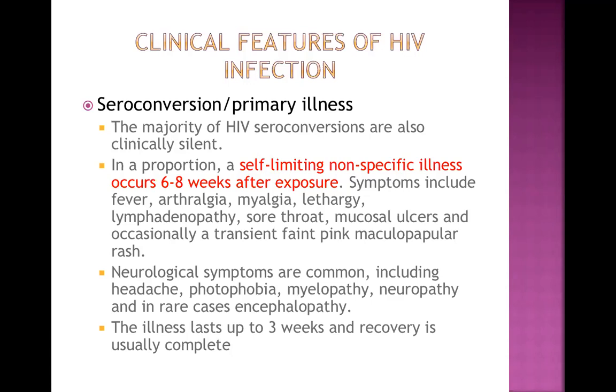Now remember, they are never specific signs and symptoms because they may be present in many different types of viral infection. Some neurological symptoms are also seen in this phase, like headache, photophobia, myelopathy. Myelo is the term for spinal cord. Affection of the spinal cord occurs, which is called myelopathy here. Neuropathy, and in very rare cases, encephalopathy, meaning involvement of the brain. This illness lasts up to 3 weeks and recovery is usually complete. The patient recovers from these non-specific signs and symptoms, and then goes into the asymptomatic phase, or we call it persistent generalized lymphadenopathy, also known as the latent phase. There are not many signs and symptoms, so the disease is usually undetectable.